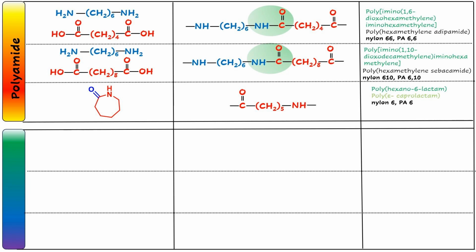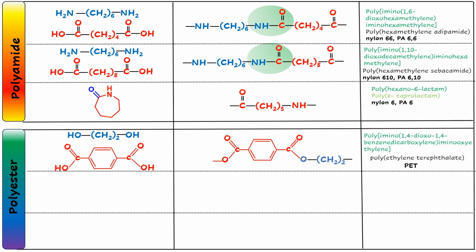A similar class of polymers are polyesters. They are the polymers that are produced by condensation polymerization of dicarboxylic acid and dialcohols. For example, ethylene glycol and terephthalic acid are combined to give polyethylene terephthalate, or in short form it is called PET. It is widely used in beverage bottles like mineral water bottles and food packaging.